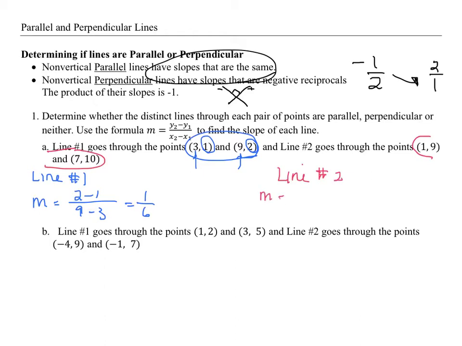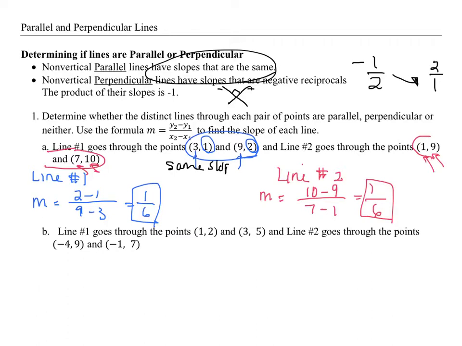Okay, the slope of line 2 is 10 take away 9, difference of the y's, over 7 take away 1, so it'll be 1 over 6. So these two lines, since they have the exact same slope, the lines are parallel.